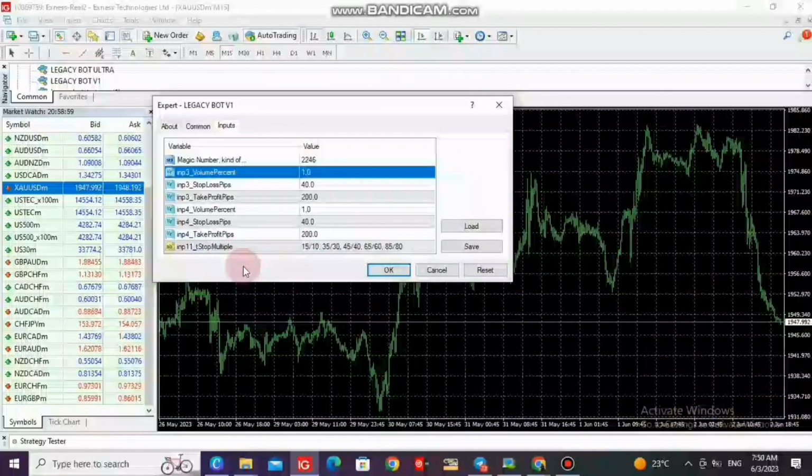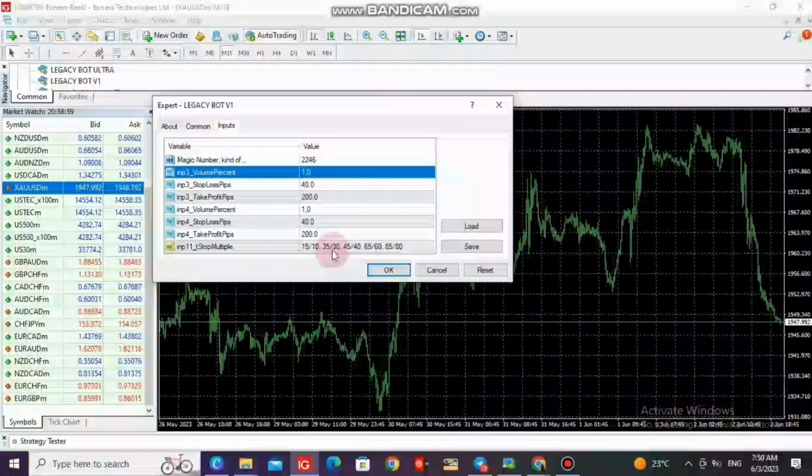And here is the tricky part. I'm sure that most people will want to know what's going on here. This is actually the trailing stop. You have to trail your profits. So what this basically means is for every 15 pips, the bot will place a stop loss or a trailing stop at 10 pips into profits. When it's at 35 pips in profits, it will place its stop loss at 30 pips in profits, just the same way for the other remaining levels where the bot will place its trailing stop.